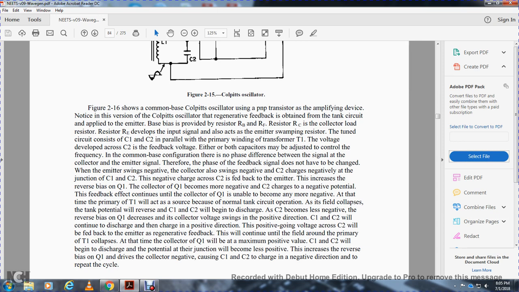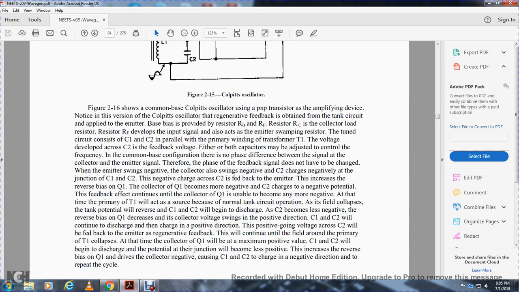When the collector swings negative, it also swings capacitor 2 negative, charging the junction capacitors 1 and 2 negatively. The negative charge across capacitor 2 is fed back to the emitter, increasing the forward bias of transistor 1. The collector of transistor 1 becomes more negative, and so does capacitor 2. This feedback effect continues until the collector of transistor 1 is unable to become any more negative.